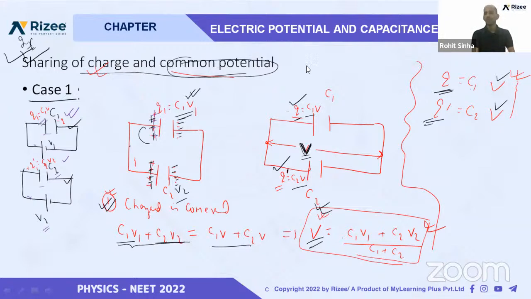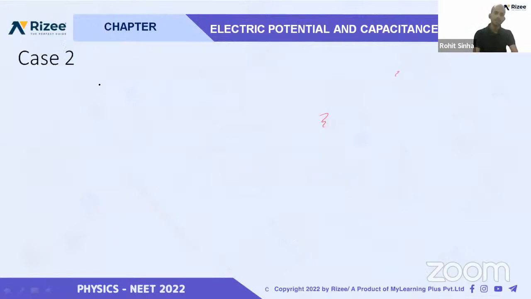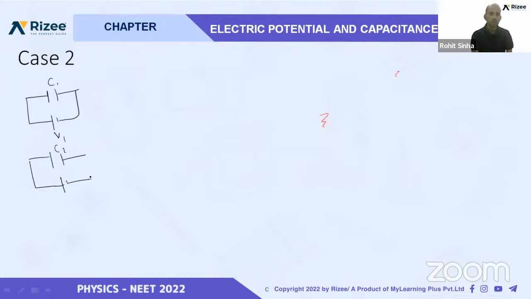Now we are going to discuss the second case. There you can get more clarity. I think this will also be very clear to you. Again the same thing: we have taken two capacitors. One is C1 and it is connected to V1 like this. Another capacitor is C2 and it is connected to V2 like this.